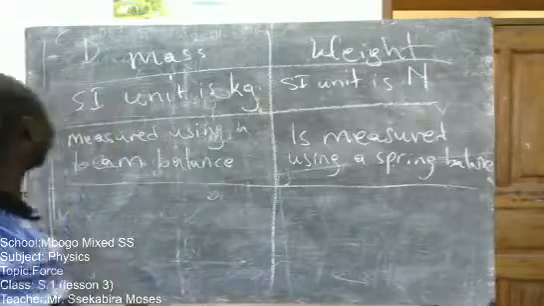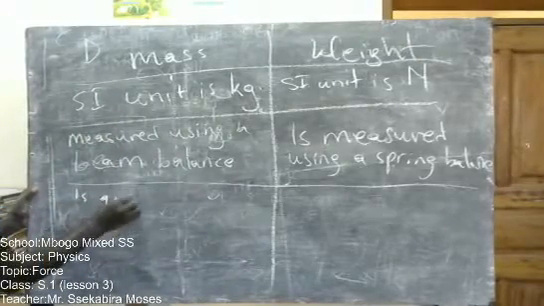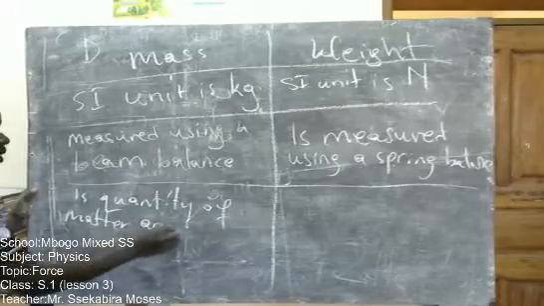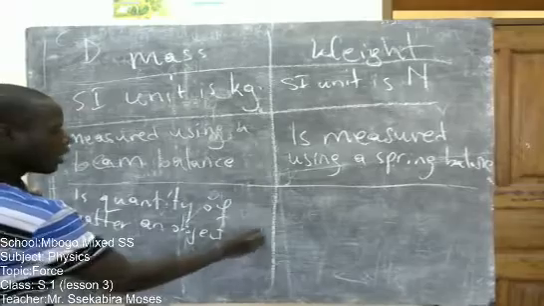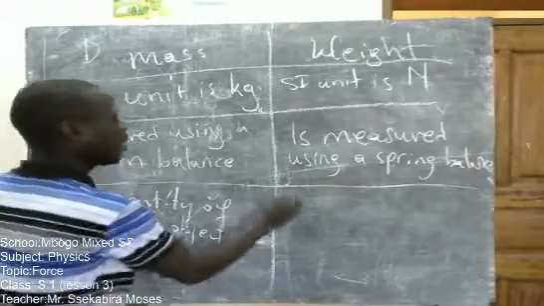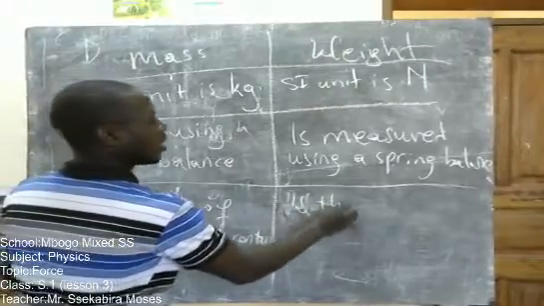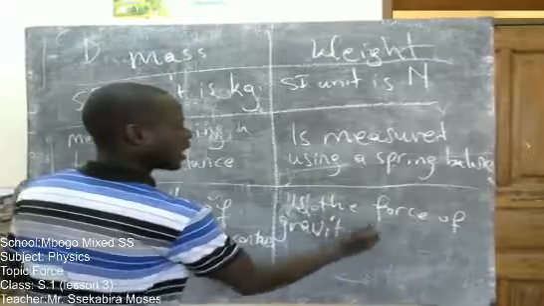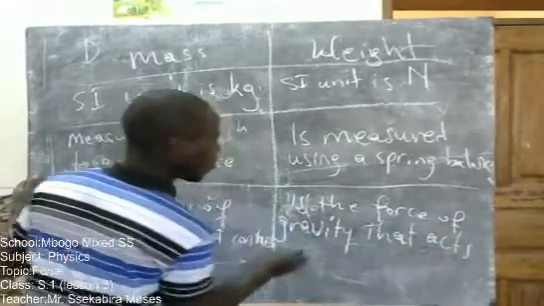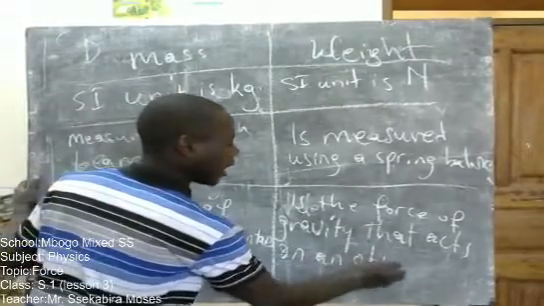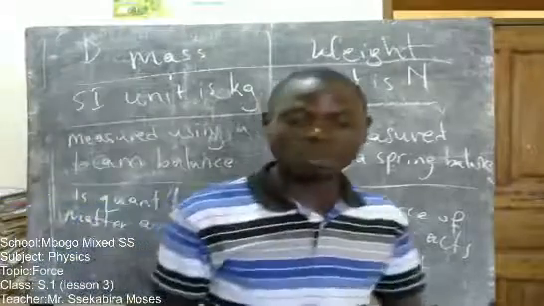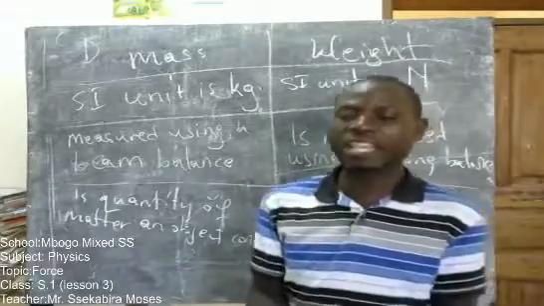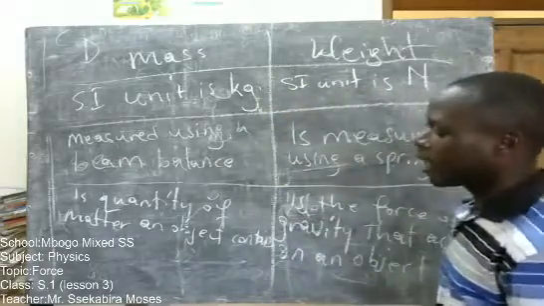We can use the definition. Mass is a quantity of matter an object contains. Here weight is the force of gravity that acts on an object. We are using the information. We said that if you are to get the differences, read about mass, also read about weight. When you compare them, you can get the differences between the two.